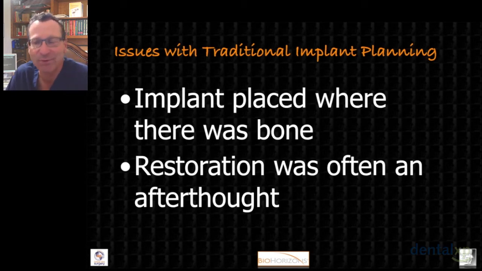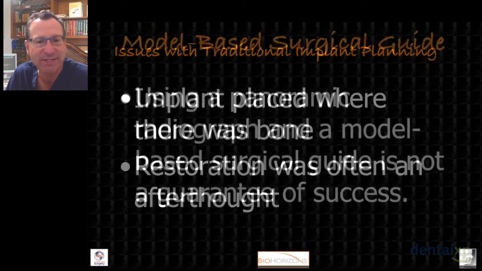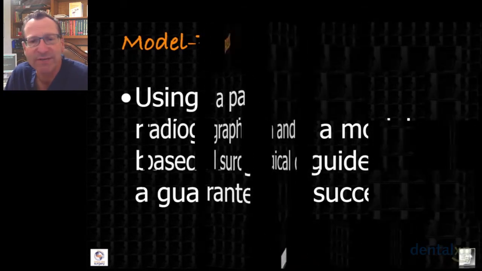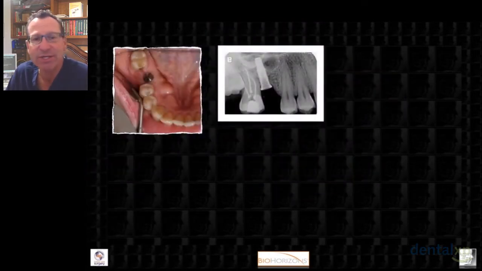And you talk to enough general dentists, restorative dentists, they commonly complain about seeing implants that were placed a little bit too far lingually or a little bit too far buccally, where they're really having a hard time restoring them. And wouldn't it be nice to be able to provide our referring dentists and our restorative dentists that we work with implants placed in the right place every time? So using a panoramic radiograph and model-based surgery is not always a guarantee of success. Just ask these patients and these dentists.